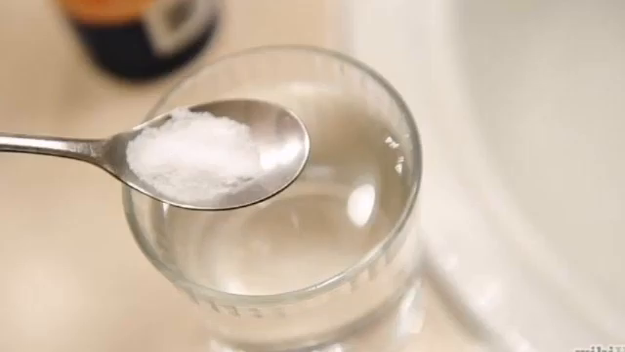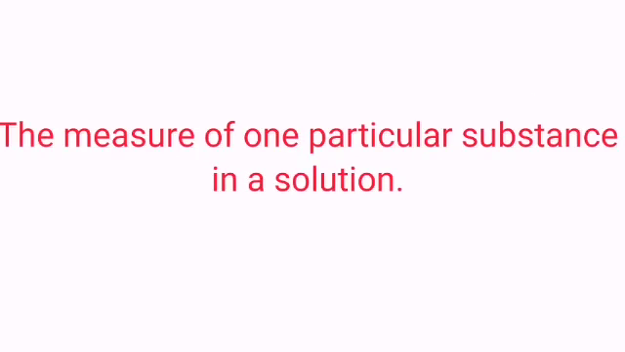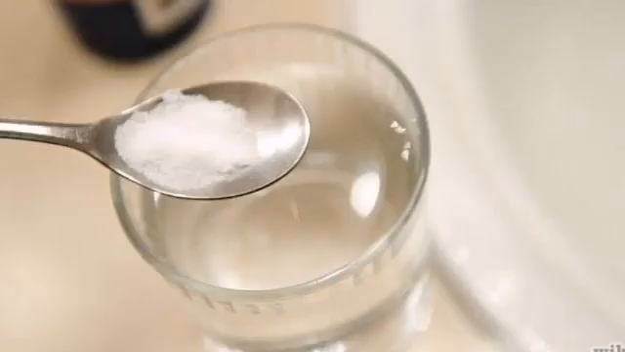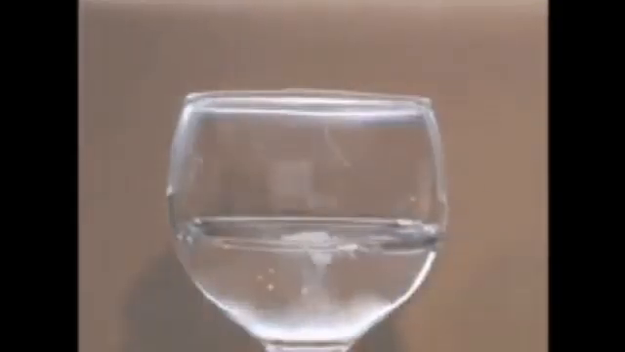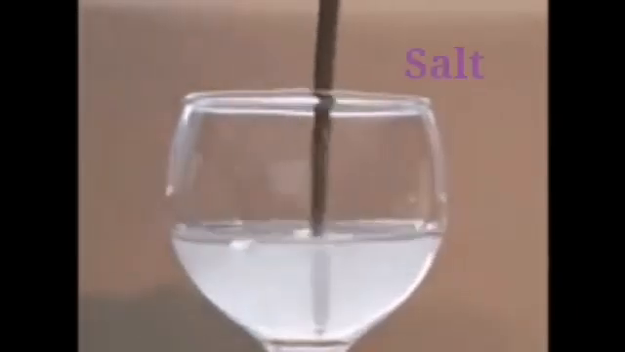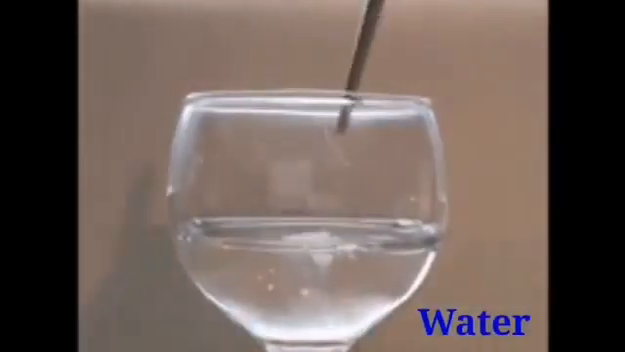And to understand concentration, we need some water and salt. What is concentration? Concentration is a measure of one particular substance in a solution. Not very clear? Right. That is why we have salt and water. Let's take a beaker and add a few spoons of salt in it. There are two components in the solution. One is the salt and the other one is the water.